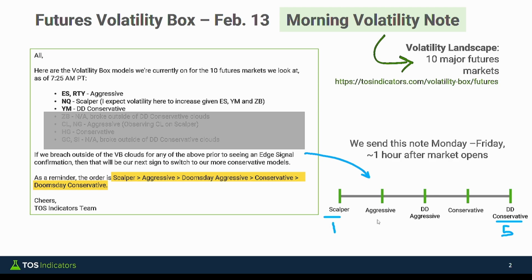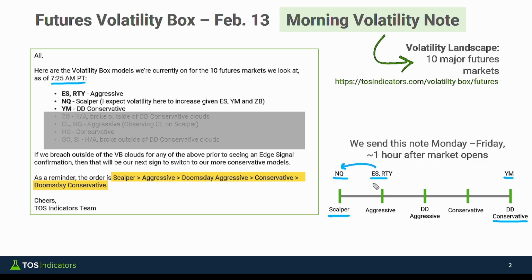Inside of the markets today, the S&P 500 and the Russell were on their aggressive, but the Nasdaq was on its scalper volatility box models. So the Nasdaq is on the far left, scale number 1. Now the S&P and the Russell are next up on their aggressive models, but the Dow is far right on its doomsday conservative models. So take a second to just stop and think about this. At the same exact time, this is 7:25 a.m. Pacific, the Nasdaq is on the far left on our volatility scale, the Dow is on the far right of our volatility scale, and the S&P and the Russell are somewhere in between, slightly closer to the Nasdaq.